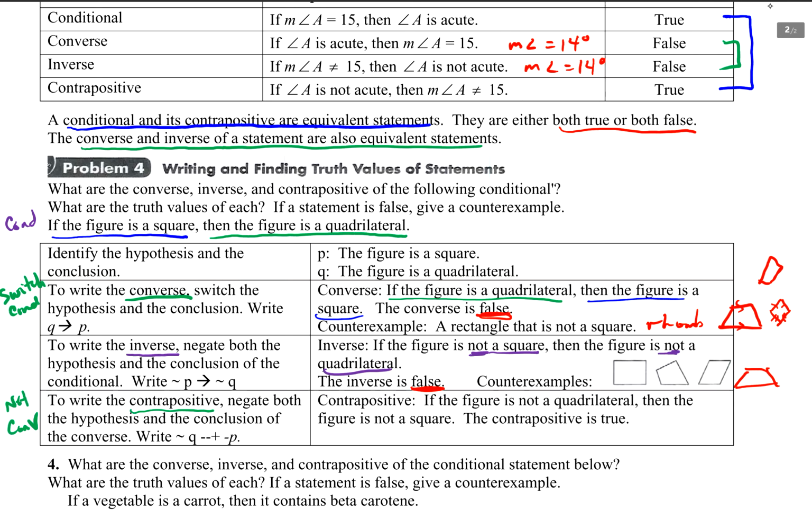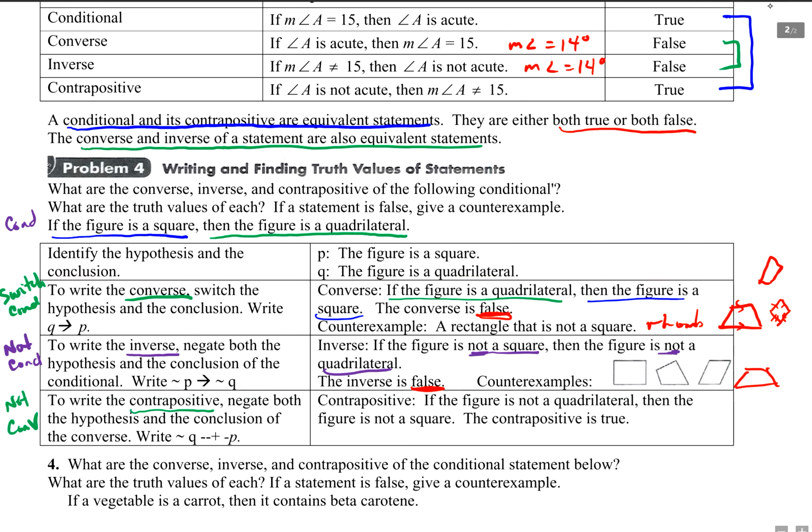An inverse is just not your conditional. And then the contrapositive is just not your converse. So let's look at this one.